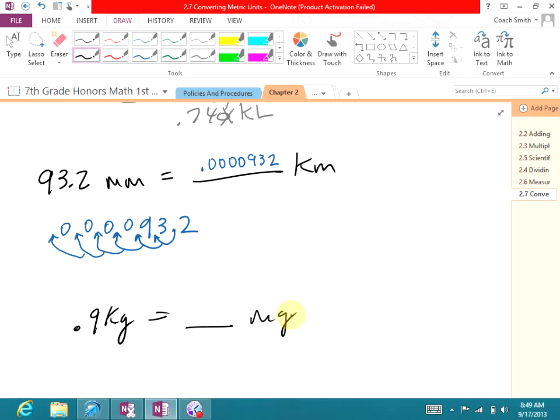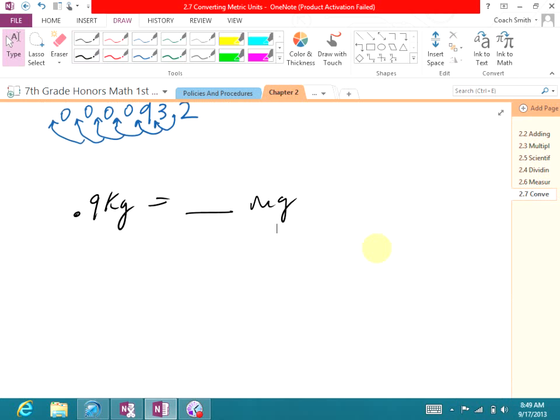900,000. Yeah, that's what you said. Okay, the reason being is because you're going from one end of the spectrum to the other. So there's 6 boxes, so we have to move it 6 places. So we have to take 0.9 and move it once, twice, 3 times, 4 times, 5 times, 6 times. Put zeros. Okay, and that's your 900,000.